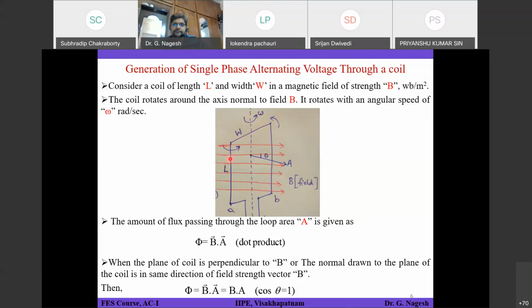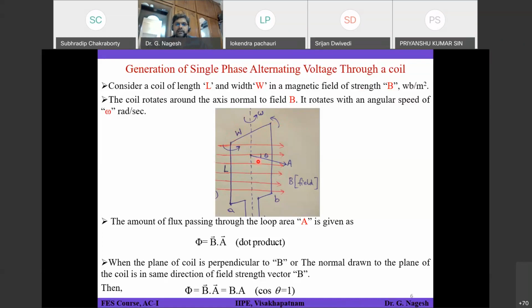Why do I need to do this? Because the flux density B is assumed to be constant, and if I don't rotate the coil, there is no changing flux linking the coil. For EMF to be induced in a coil, there should be a changing flux cut by the coil. So I can approach two methods. One, I should vary this flux B with respect to time, or I should vary the coil. It should be rotating.